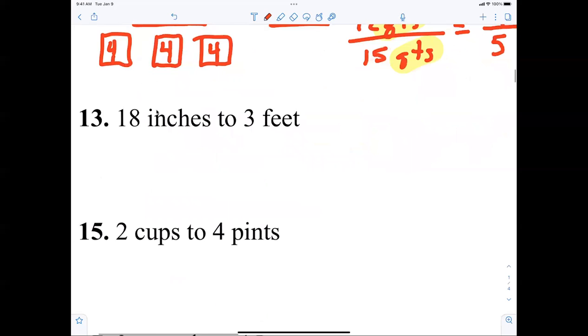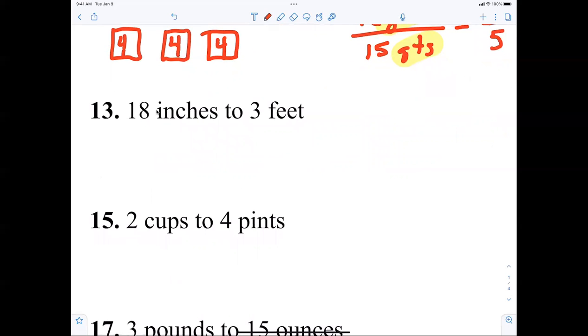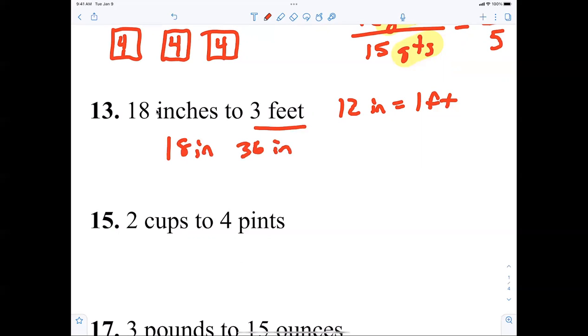Now, you need to know the relationship between inches and feet. How many inches in a foot, do you know? Yes, 12 inches is equal to 1 foot. So if I have 3 feet, how many inches do I have? That's right. So now we have 18 inches to 36 inches.